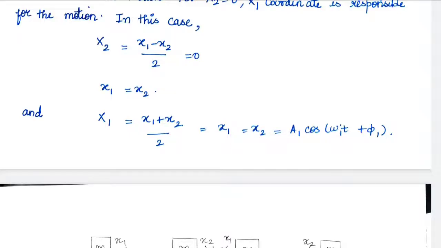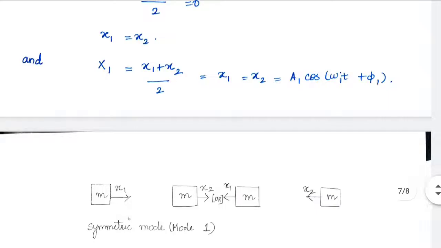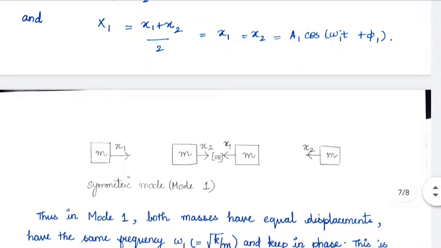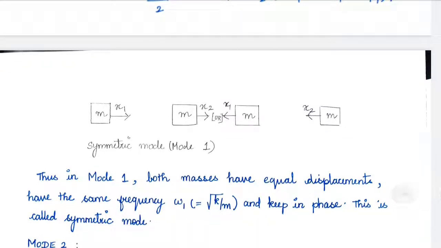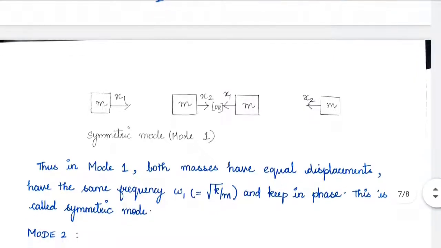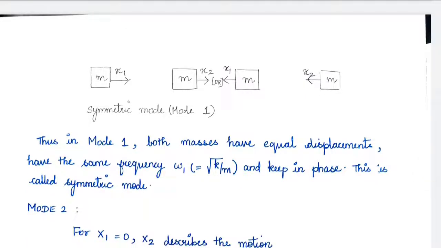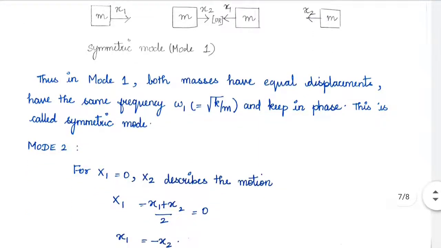And we have the value for X1 as A1 cos(omega 1 t plus phi 1), which is here x1 also equal to x2. This means that in the symmetric mode, by looking at the diagram, we can see both the masses get equally displaced and they are in phase, which means either they go along the left direction or they get displaced along the right direction through the same distance, and they oscillate with the same frequency omega 1, which is root of k by m, and they keep in phase with each other. This mode is called a symmetric mode.